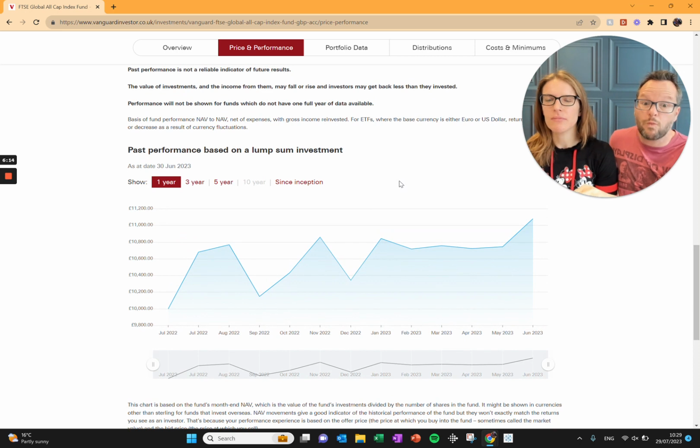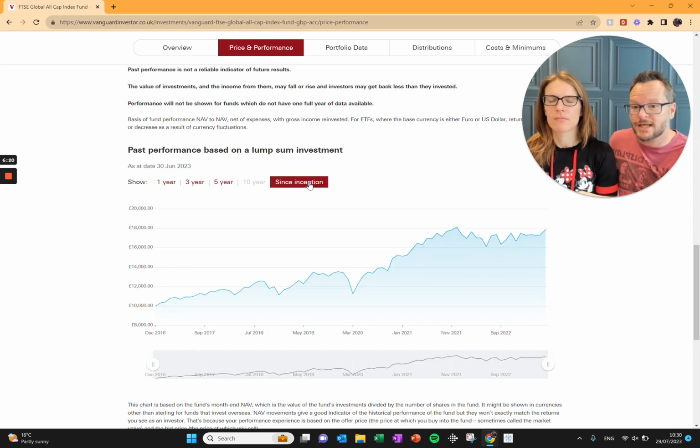And this is one that we're more interested in, is past performance based on a lump sum investment. I'm going to click on since inception, which means when the fund started. Which was November 2016. So if you put 10 grand in November 2016, right now when we're recording this in basically July, it would be worth 17 grand, which is actually a pretty good return for 7 years. You've made 7 and a bit thousand.